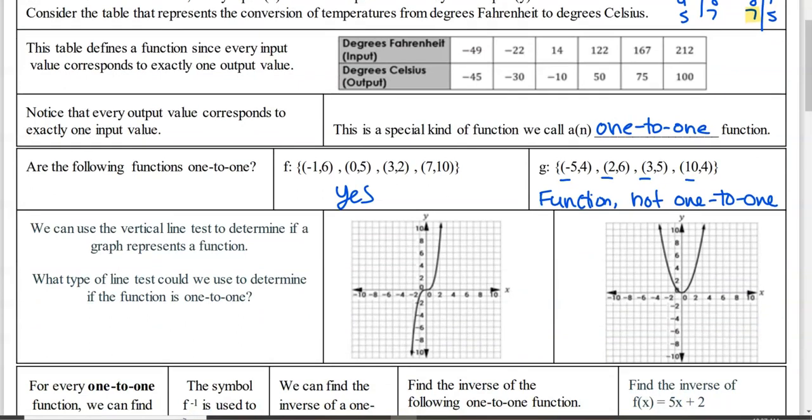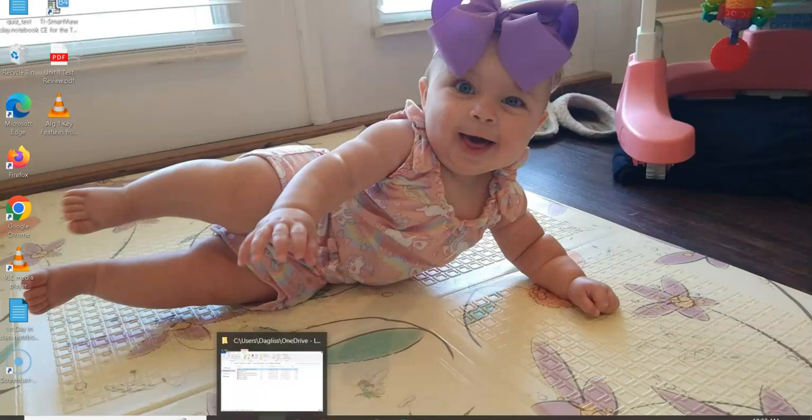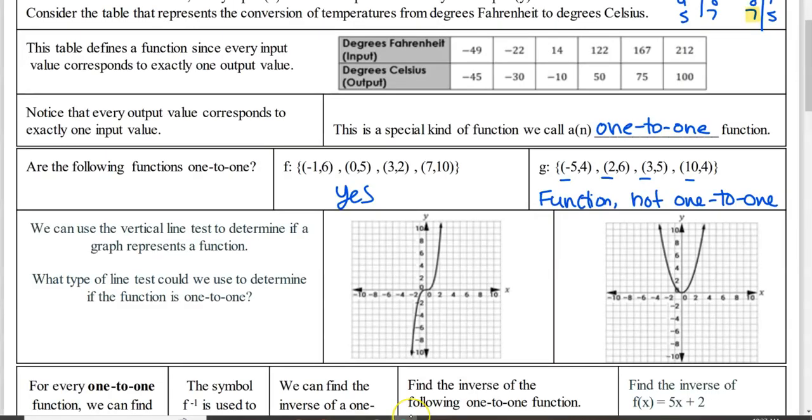If I have an actual graph, we can use a vertical line test to determine if it's going to be a function or not, meaning I would draw a vertical line and see, does it cross over it more than once? If it does, it fails. What type of line test could we use to see if it's one-to-one? Horizontal, yeah. Vertical line test checks if we repeat any x values. Horizontal line test is going to see if we repeat any y values, I'm losing it today.